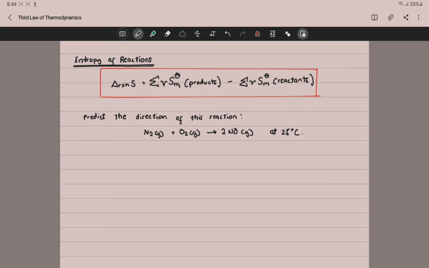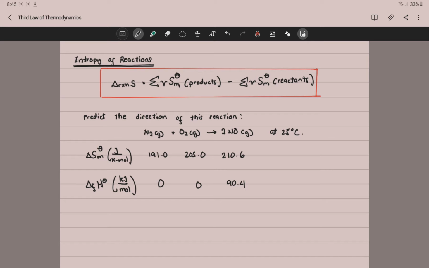So let's have this exercise wherein we want to predict the direction of this reaction. So you have your nitrogen gas plus oxygen gas forming NO at 25 degrees Celsius. Now, ang kailangan dito is yung mga values ni standard molar entropy. So let me give you that. And I also gave here your enthalpies of formation for the different compounds or species in the reaction.